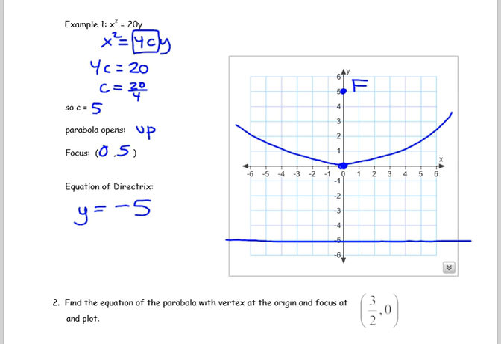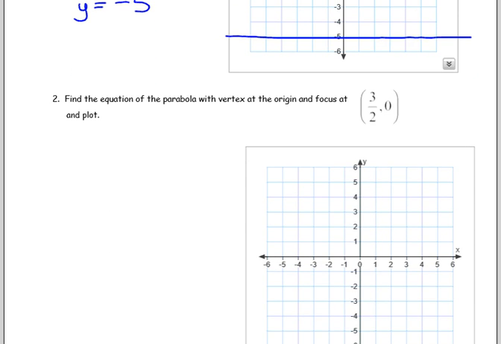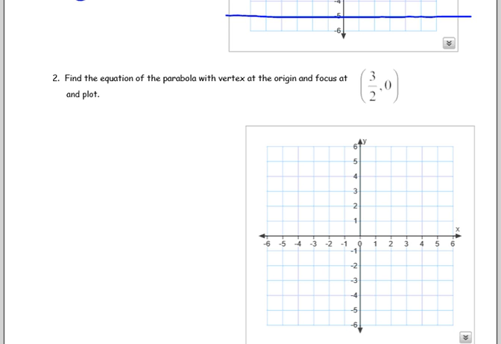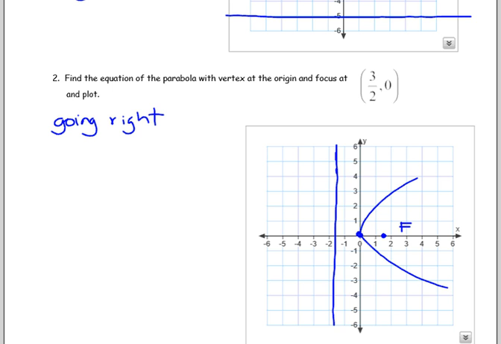Right, let's look at one that's going to have a different orientation. Find the equation of the parabola that has its vertex at the origin, and the focus is at (3/2, 0). So 3/2 is 1.5. The focus is here. That means it's going to look like this, and your directrix would be here at negative 1.5. So you know that it's going right, right? That means that your c should be positive.